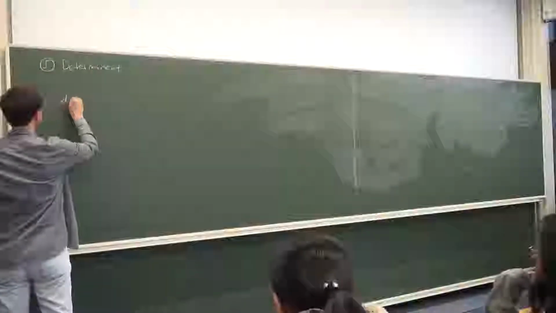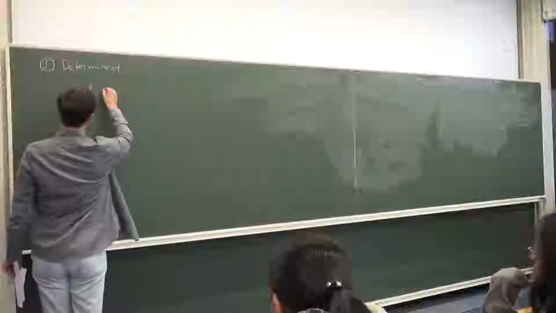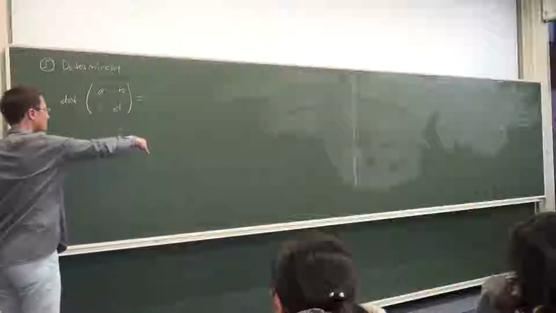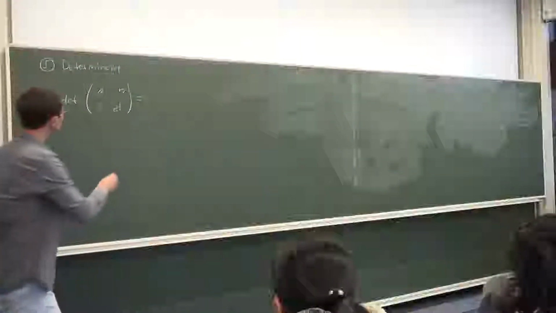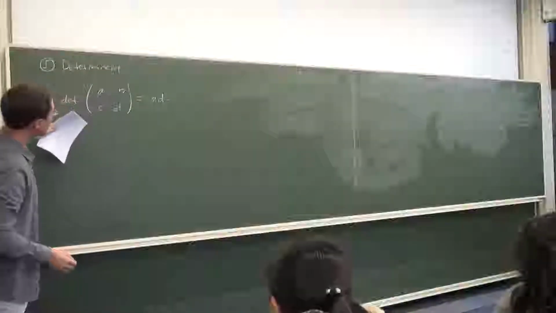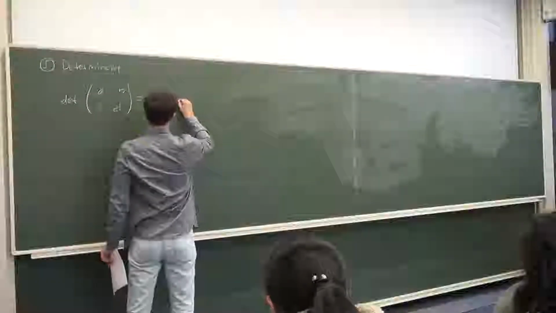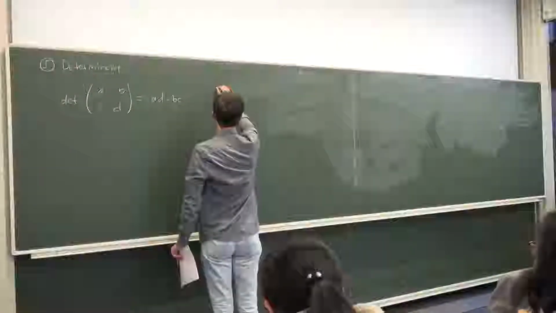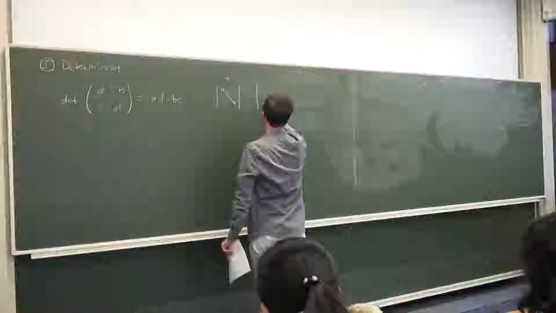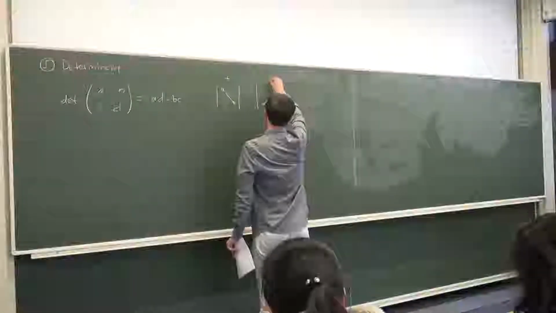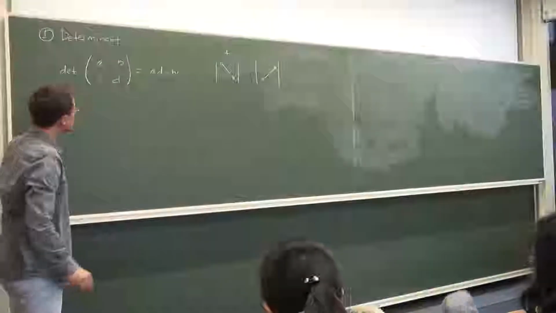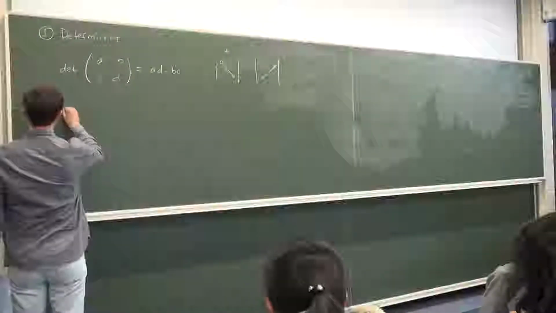So the determinant of a 2 by 2 matrix, A, B, C, D, is the product of the elements that are on the diagonal, so AD, minus the product of the elements which are on the counter diagonal, BC. In a schematic way, it's this, with a plus, and then this, with a minus. The determinant of a 3 by 3 matrix is a lot more complicated.